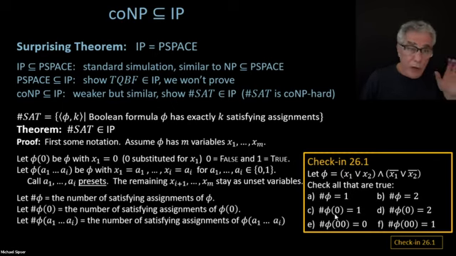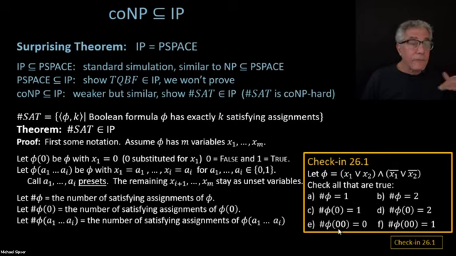Now, if I'm going to already commit to saying the first variable is set to 0, how many satisfying assignments can there be? Well, the second variable just has to be set to 1 in order to satisfy it. So there's only going to be one satisfying assignment consistent with setting the first variable to 0.